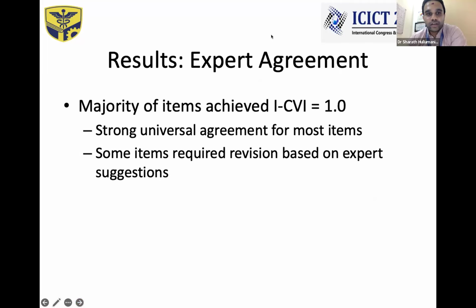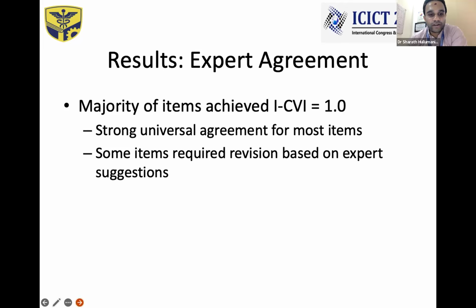Coming to the results, we made a model and gave it to the 10 experts: neonatologists, physiotherapists, nurses, and caregivers. After that, what did we get as the result? We got expert agreement. A majority of the items achieved an I-CVI of 1.0. This concludes that the model has strong universal agreement for most of the items, and some items require revision based on the expert suggestions.